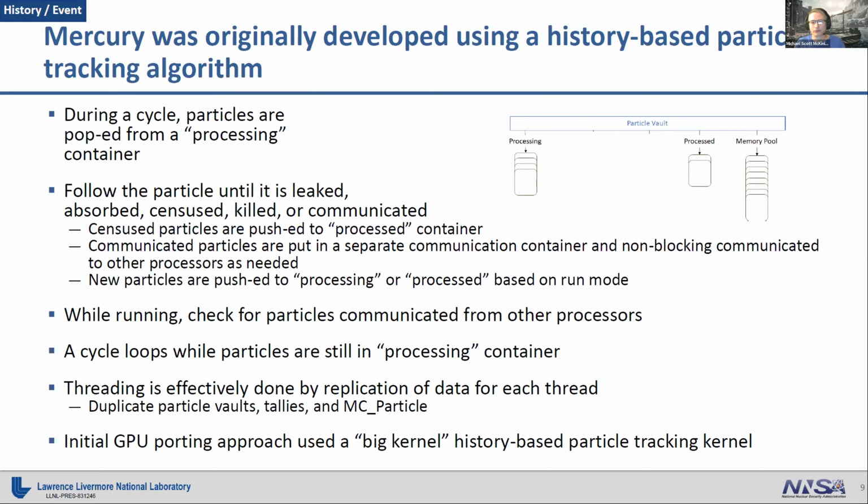I think John really covered pretty well going from history-based to event-based, just as the way we had it. I mentioned we have a chunk, and our particle vault is basically a linked list of chunks. You can think of a chunk as a vector of particles. In our history-based model, we call a kernel on a chunk. All the particles are killed, or they make it to the processed part of the vault. When all processing is empty, then we're done with the cycle. So it was a pretty simple model, and works very well on CPUs.